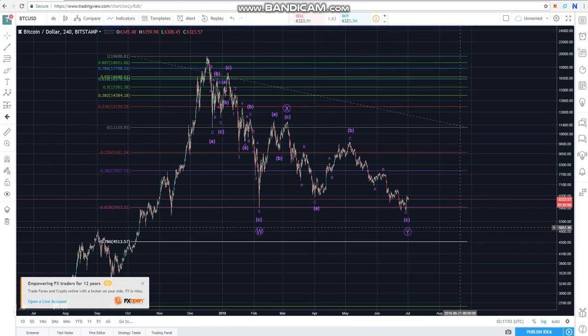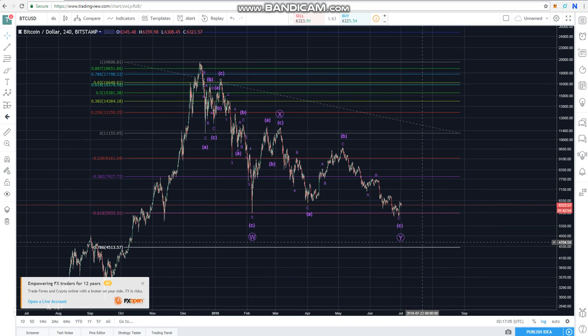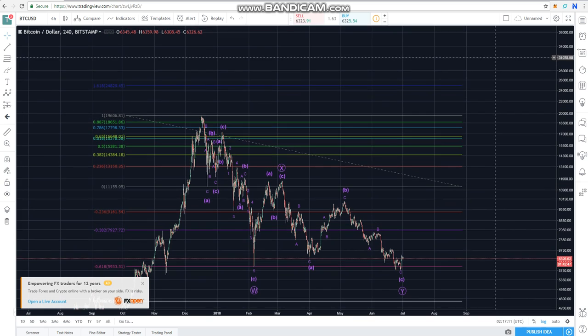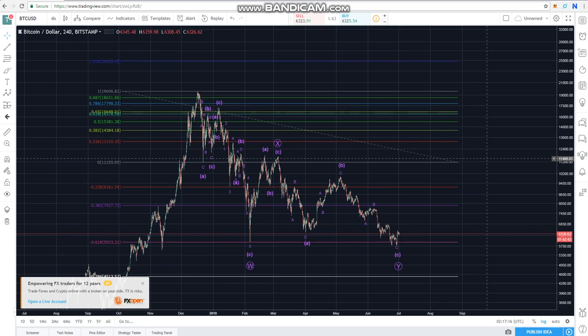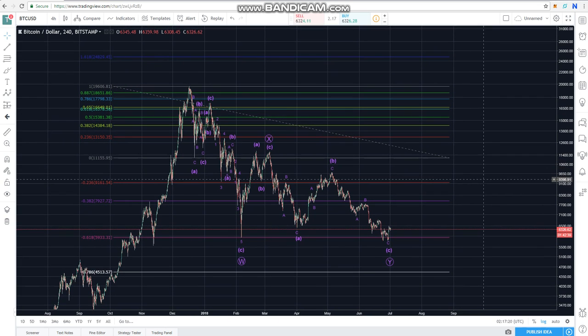So yeah, hopefully that is not the case, and we have finished the correction, and we will rally from here on to new highs. So my personal target for year end is 30k. So yeah, that's just a short video of how to use Fibonacci tools and Elliott waves in crypto markets.